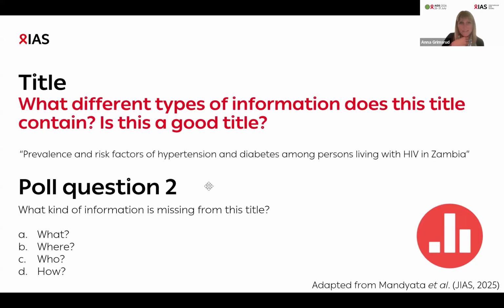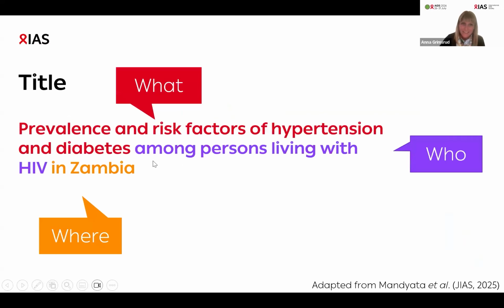So just about 20% of you voted. Let's give you a little bit more time, and again, think through what is missing from this title. All right, I'm going to go ahead and end the poll and share the findings with you. And you'll see that very accurately, 82% of you said that the how was missing. Obviously in this context, we're thinking about the how in terms of the study design. So we knew the what, the prevalence and risk factors of hypertension and diabetes. We knew where, this was in Zambia. And then in the purple, we can see the who, this was among people living with HIV.